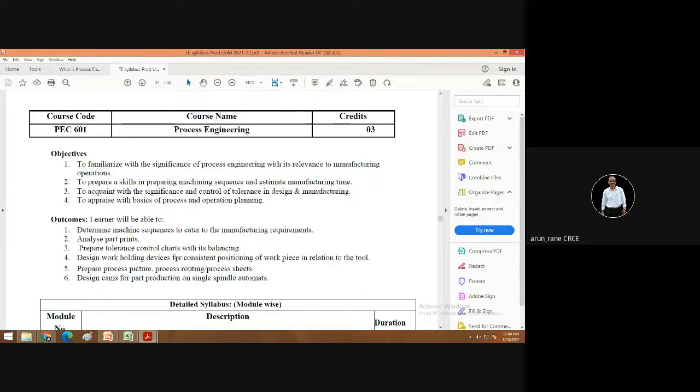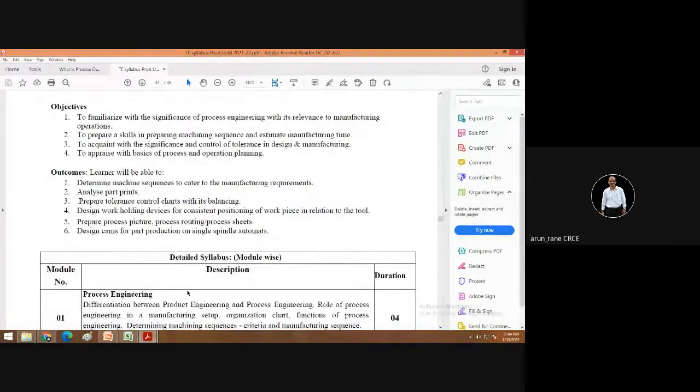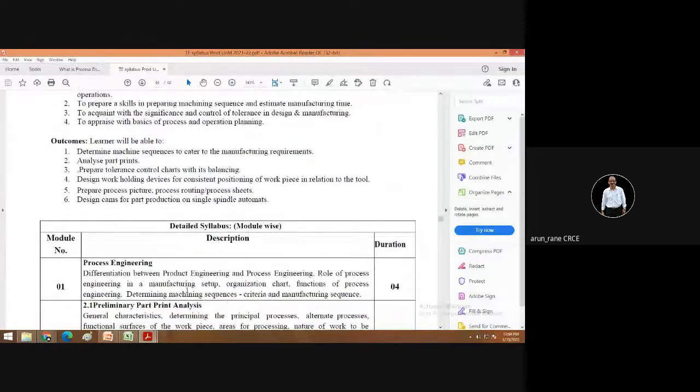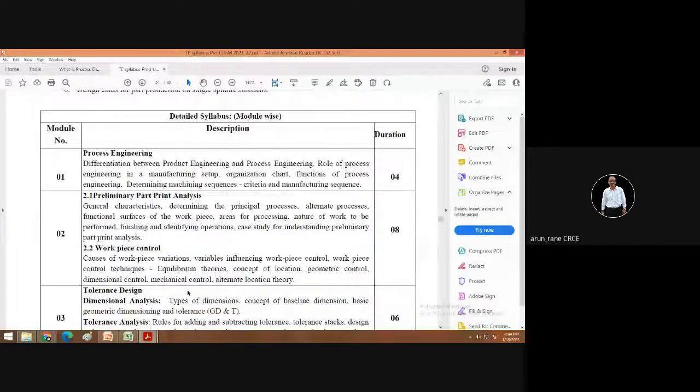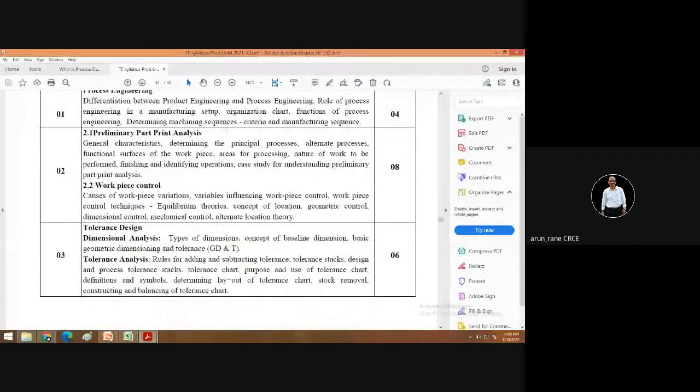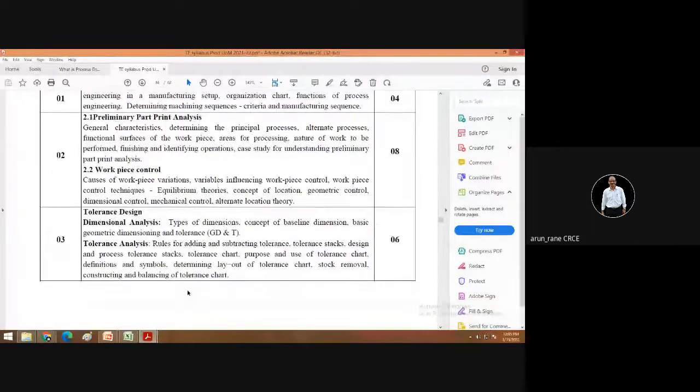Then work holding devices, that is jigs and fixtures, tolerance chart. Then you should be able to prepare the process picture. Process picture is nothing but the SOPs and cams on the automats. I'll show the videos of automats also. And this is the revised syllabus for your scheme.